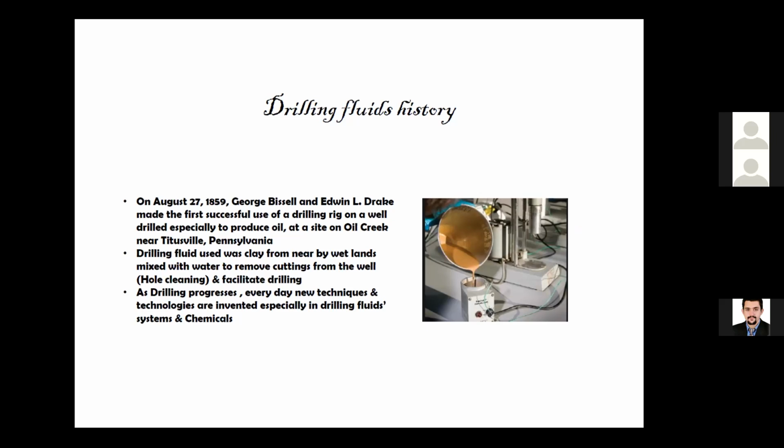On August 27, 1859, George B. Searle and Edwin L. Drake made the first successful use of a drilling rig on a well drilled especially to produce oil. This is the exact date of the first officially drilled well. It is on site Oil Creek near Pennsylvania. The drilling fluid used was clay from nearby wetlands mixed with water to remove cuttings from the well.